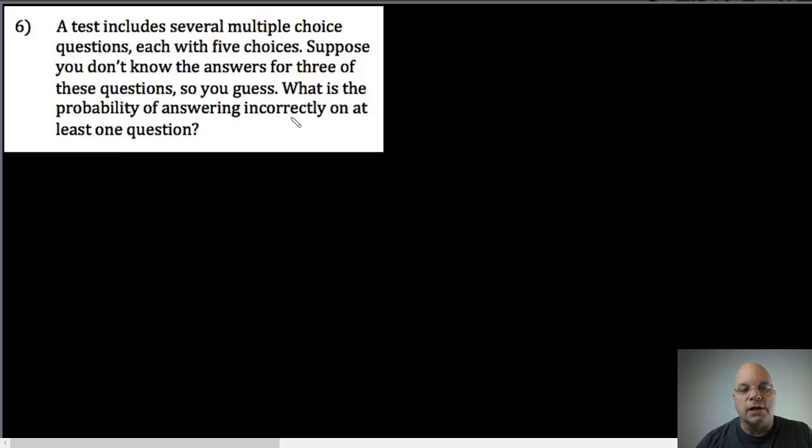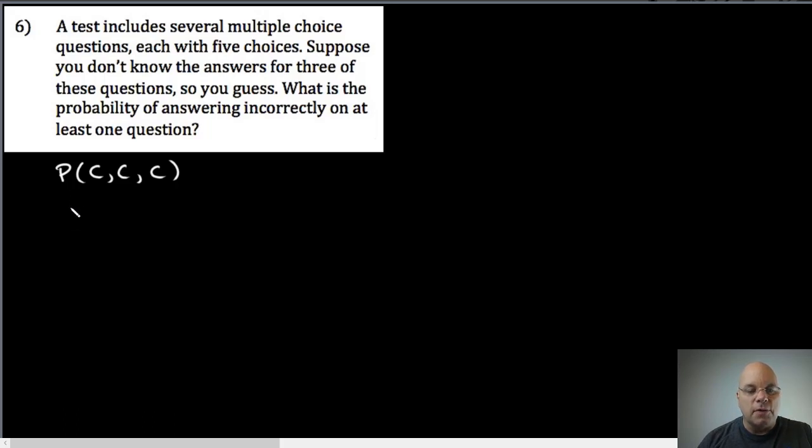If you don't answer incorrectly on at least one question, what must have happened? If you don't answer incorrectly on at least one question, you must have answered correctly on all 3 questions. And that's very easy to calculate. So the probability that you'll guess correctly 3 times in a row is not too hard to calculate, and then we can use our understanding of complementary events to find the probability that you'll answer incorrectly on at least one question.